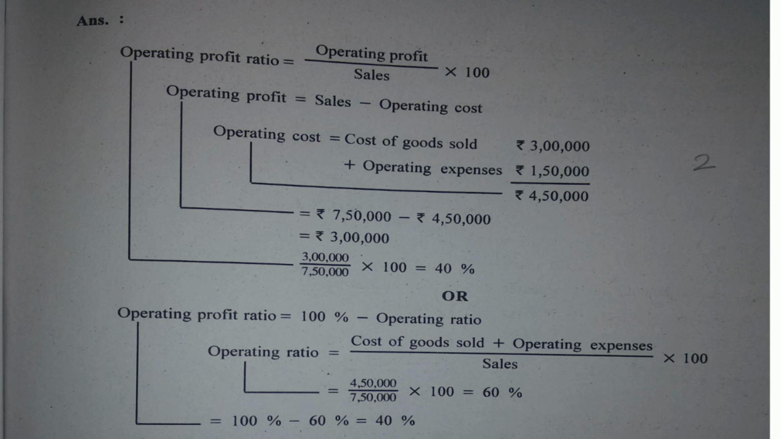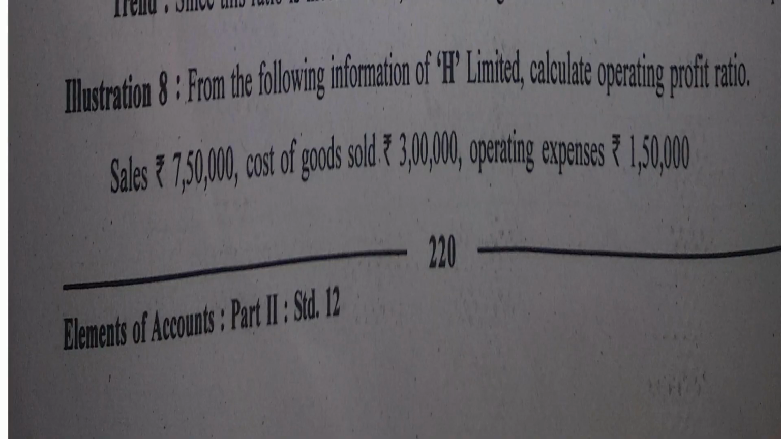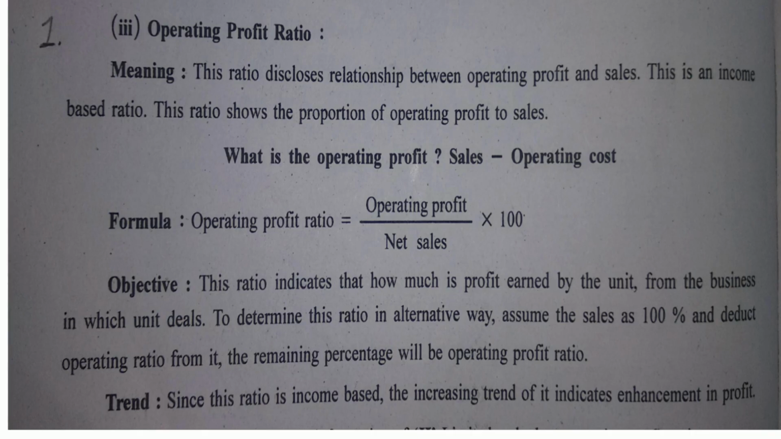So let us begin. Operating profit ratio equals operating profit upon sales into 100. This we know very well. And we also know the formula for operating profit. Operating profit equals sales minus operating cost. This is presented here. That is the formula for operating profit ratio that we have written here.